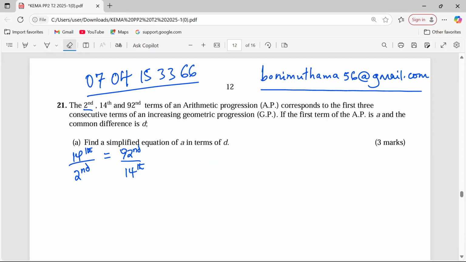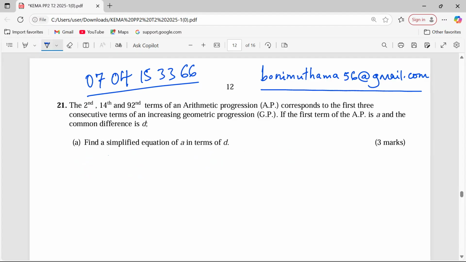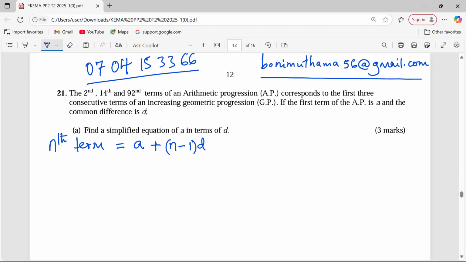At this point, it's good for students to know how to find nth terms in a given progression, be it arithmetic or geometric. For this case, we need to know how to find the nth term in an arithmetic progression, AP, which is given by the first term plus n minus 1 multiplied by the common difference. So let's follow through this interpretation very carefully, because this is a common setting in Mathematics Paper 2.